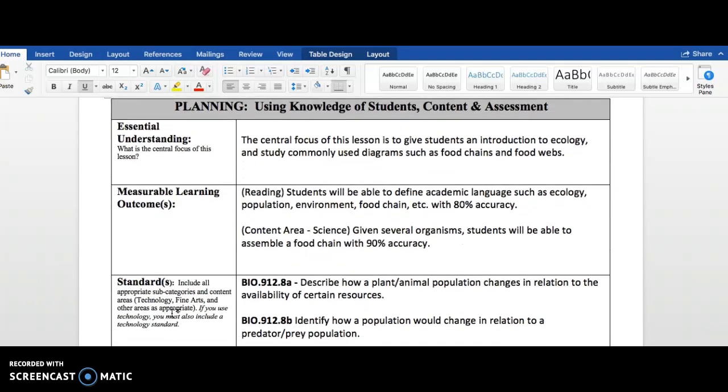For my outcomes, I have one for reading, and that's that students will be able to define academic language such as ecology, population, environment, food chain, and a few others with 80% accuracy. For science, which is the content area, my measurable learning outcome is that given several organisms, students will be able to assemble a food chain with 90% accuracy.